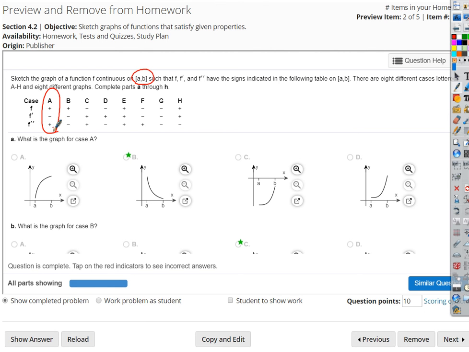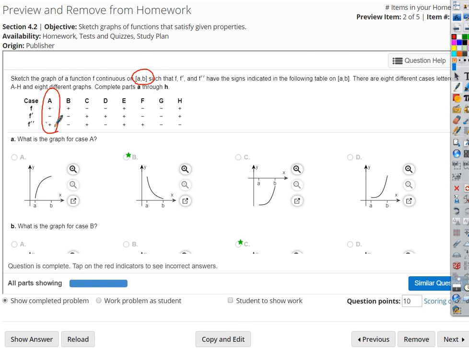So what kind of shape is that going to give us? Each one of those communicates something to us. What does it mean that the function is positive on the interval from A to B? So what's that look like graphically? It's above the x-axis, right? That makes sense? So that's telling us above the x-axis. What does it mean that the first derivative is negative everywhere on the interval from A to B? Slope's negative, so the function is decreasing, right?